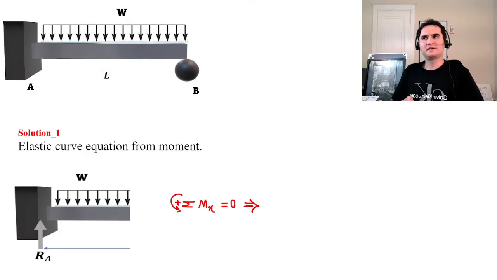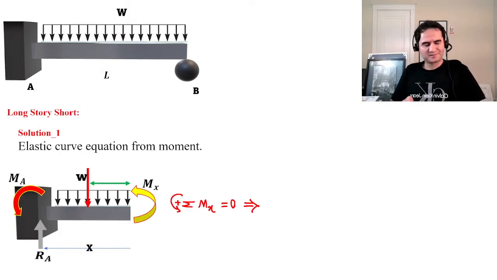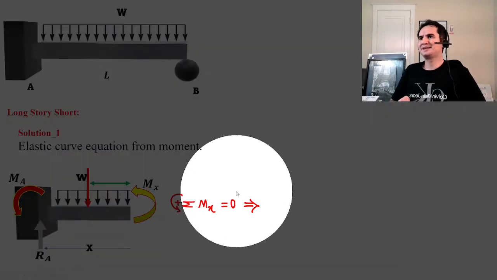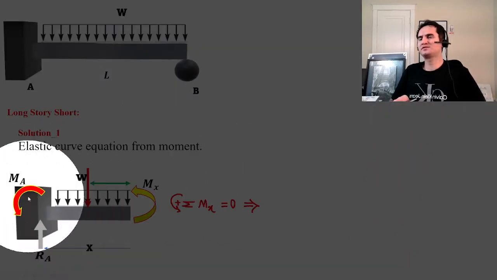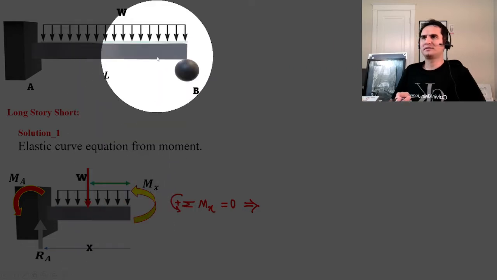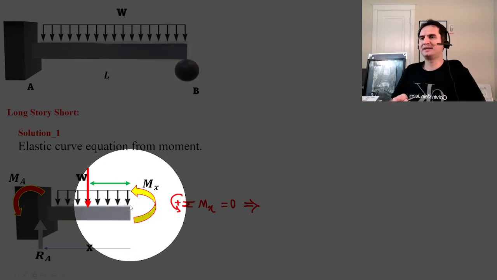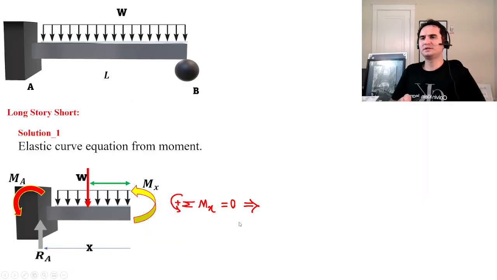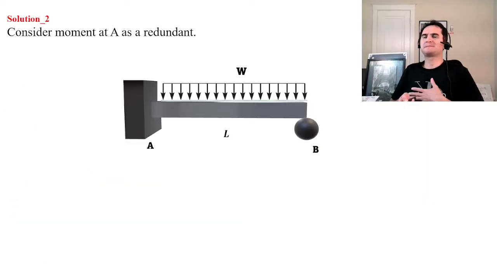with a brief introduction. Long story short, solution one is the elastic curve equation from moment. So we cut the beam somewhere in the middle and develop the moment equation, and so on. From moment we integrate to get theta, and then integrate theta and get the delta at last.